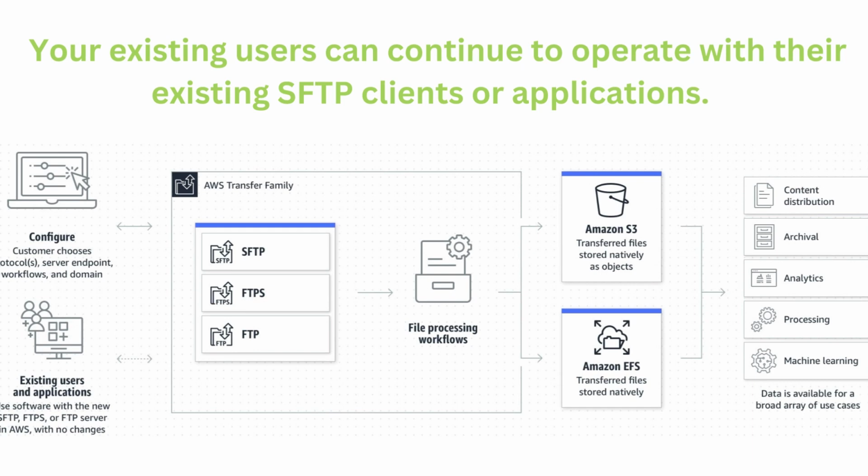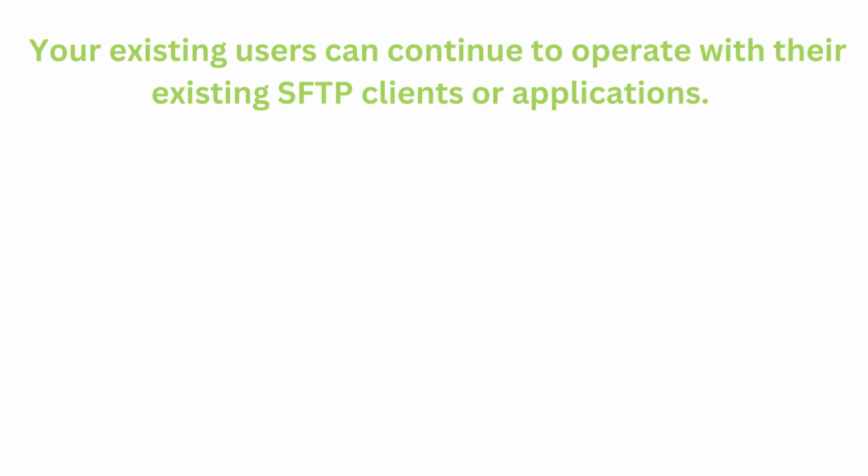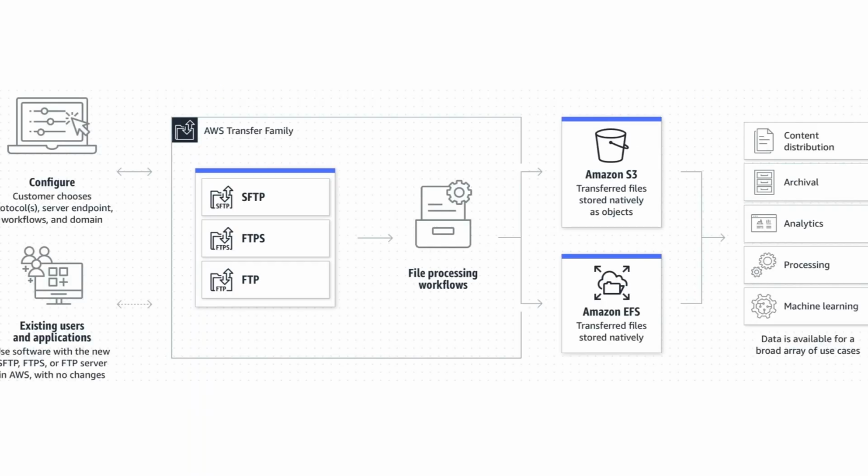the server endpoint. So select authentication for the SFTP client, using service managed identities or integrate our own identity provider, and select our S3 bucket to store the transferred data. So our existing users can continue to operate with their existing SFTP clients or applications. Data uploaded or downloaded using SFTP is available in our Amazon S3 bucket and can be used for archiving or processing in AWS.